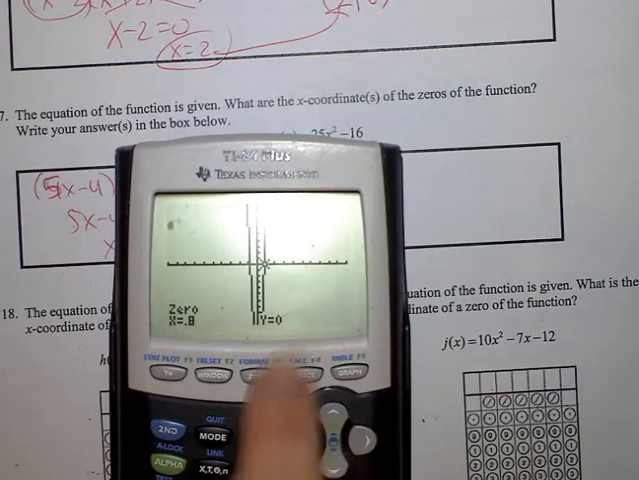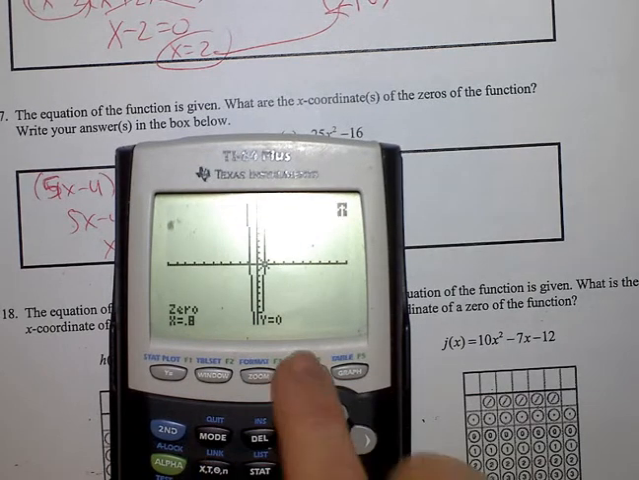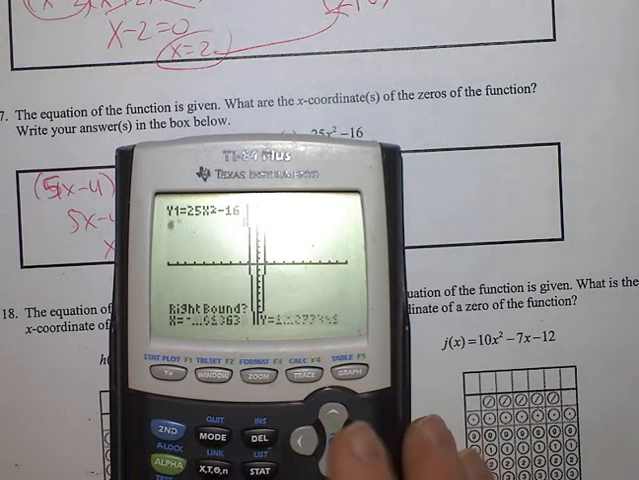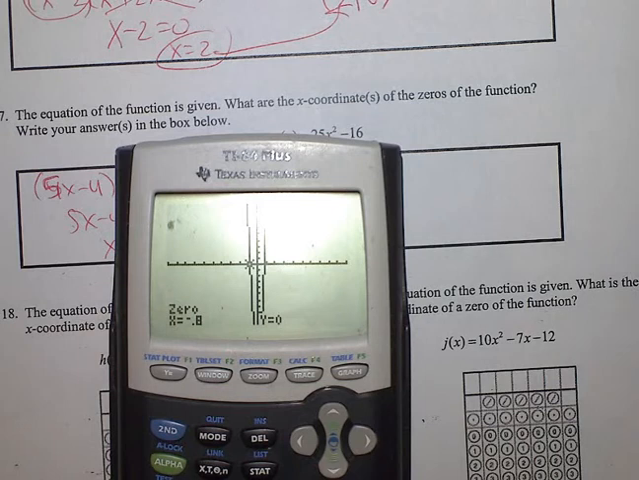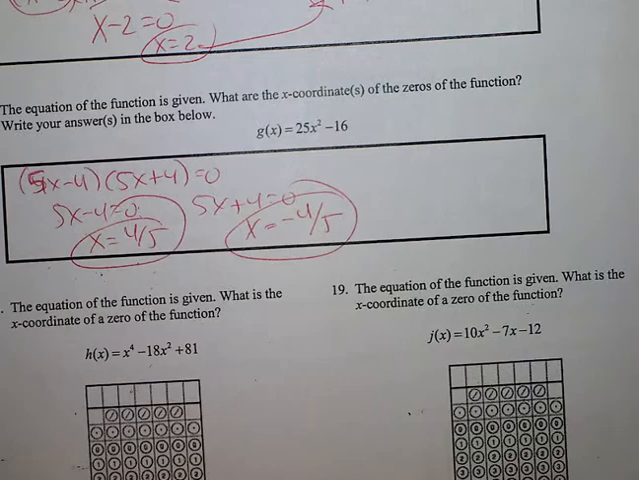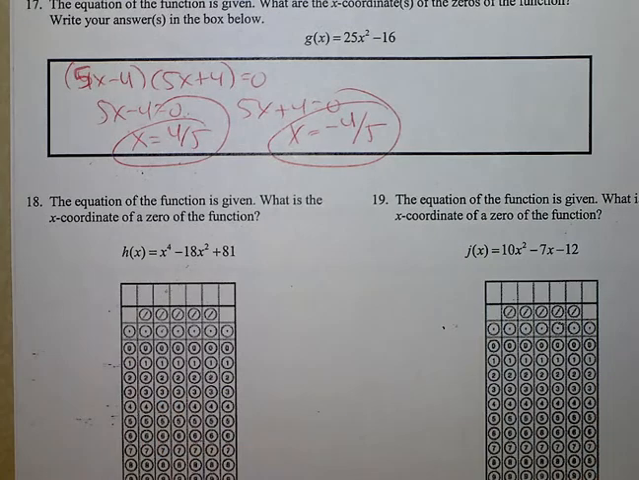Let's find the opposite one. Second trace 0. Okay, so my left bound this time is above. Right bound is below, and back to center. There's a negative 0.8. Those are the exact same answers that I achieved, only in terms of decimals. Go down below. The equation of a function is given. What is the x-coordinate of the 0?